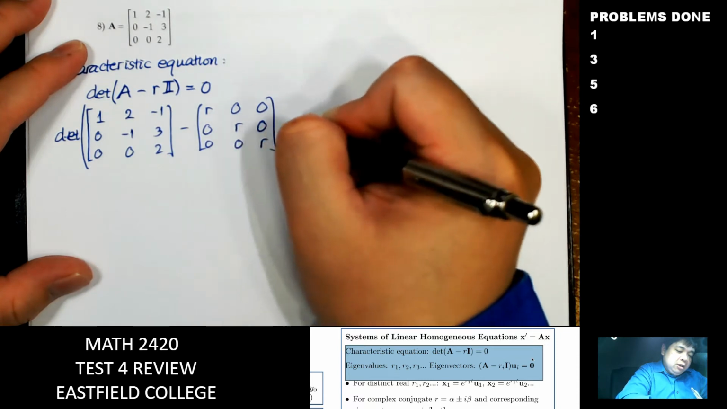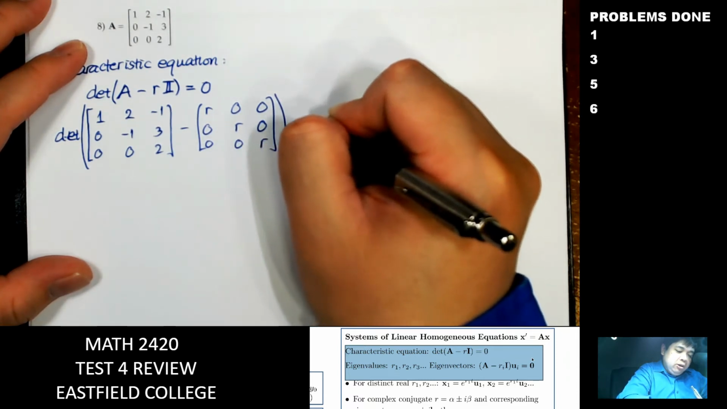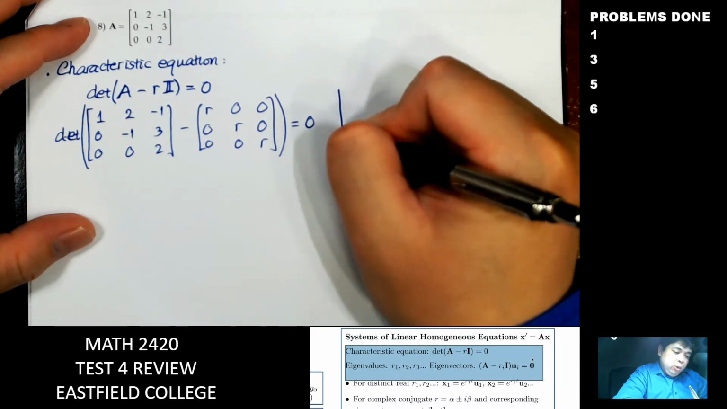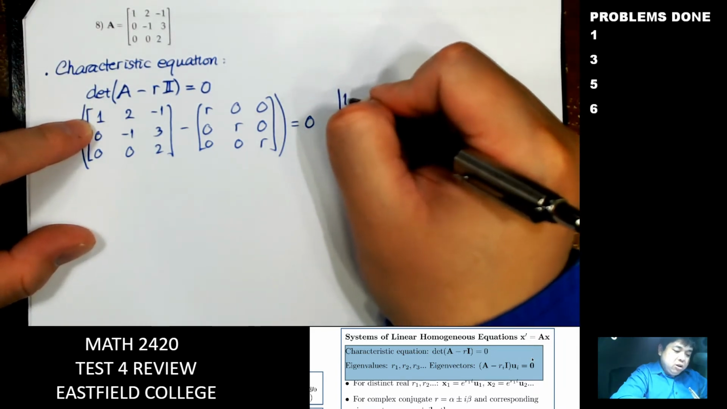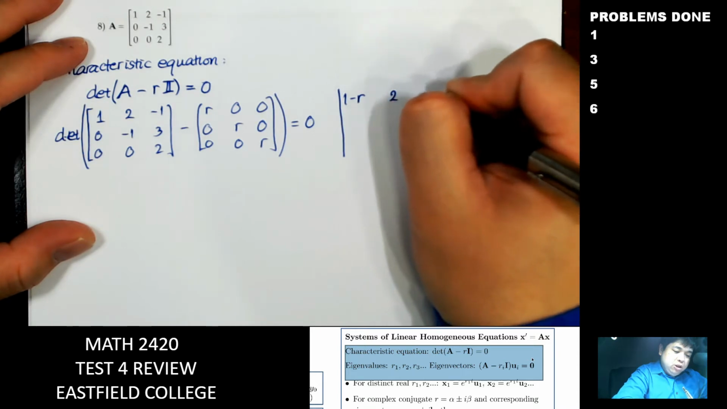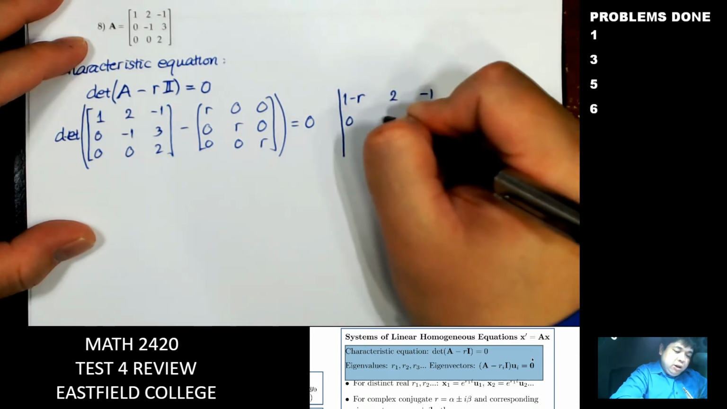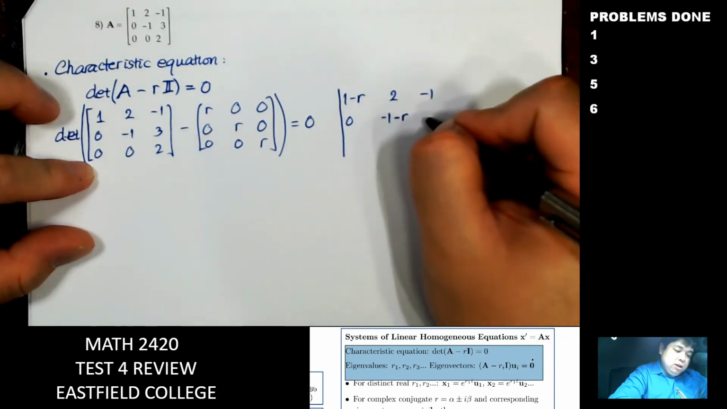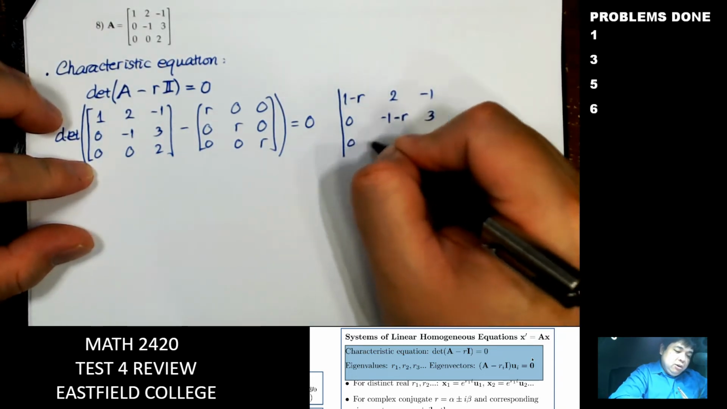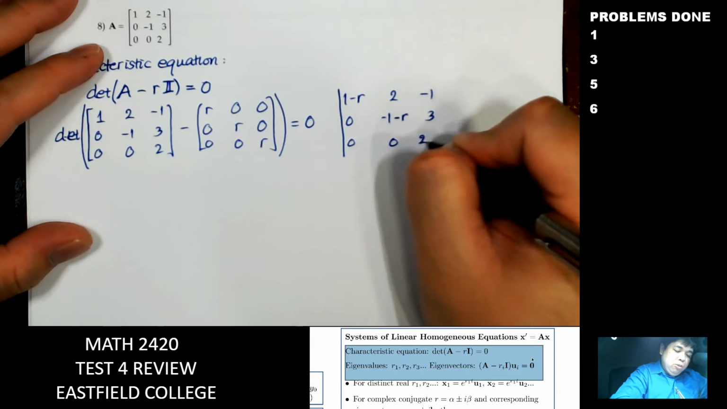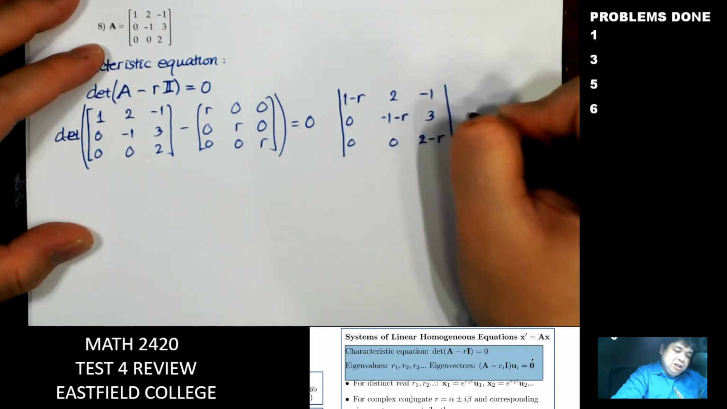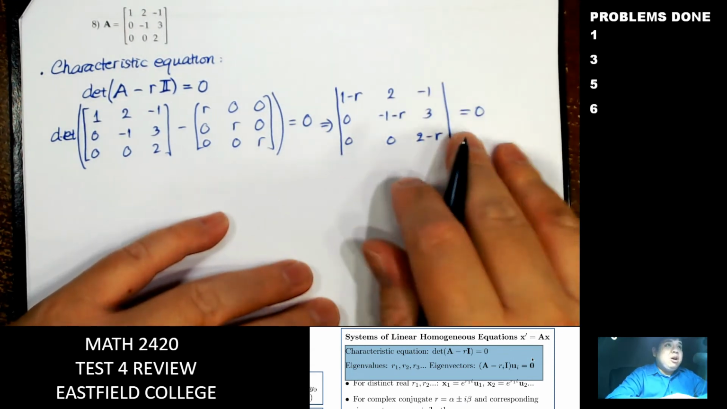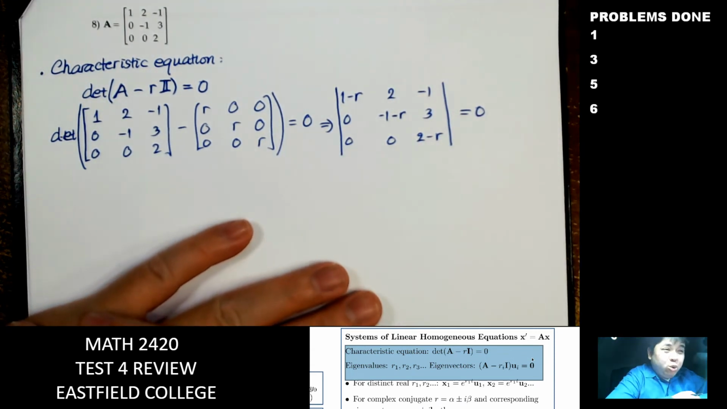We have that equal to 0, which means we have the determinant of 1 minus R, 2, -1, 0, -1 minus R, 3, 0, 0, 2 minus R. So we need to have the determinant of that matrix equal to 0. This is a 3 by 3 matrix.